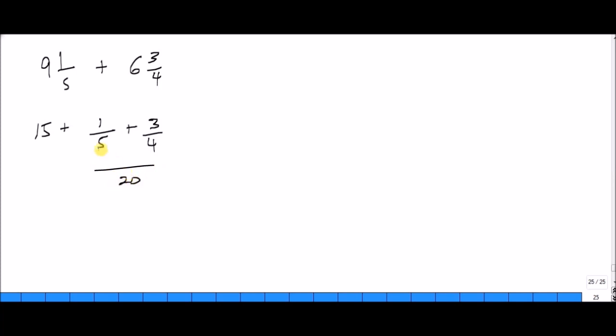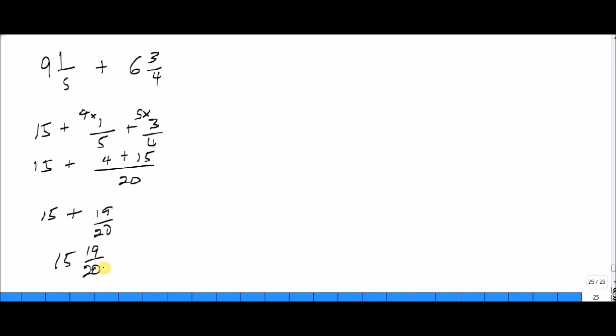LCM would be 20. 5 into 20 would go 4 times, so 4 times 1 would be 4, plus 4 into 20 would go 5 times. 5 times 3 would be 15. So 15 plus whatever that is. So it's 15 plus 15 and 4 would make 19 over 20. So our answer is 15 and 19 over 20.